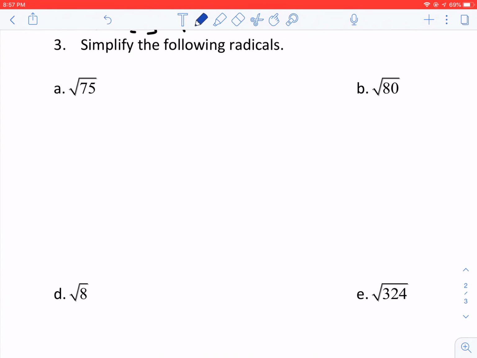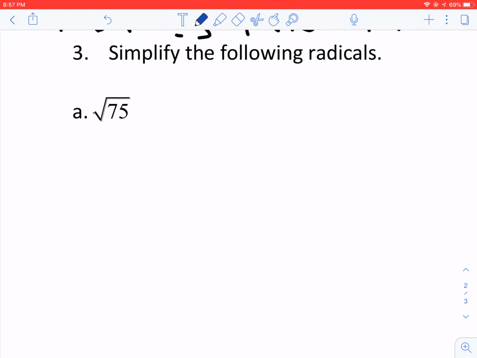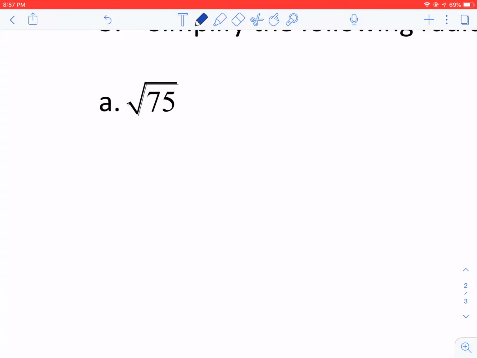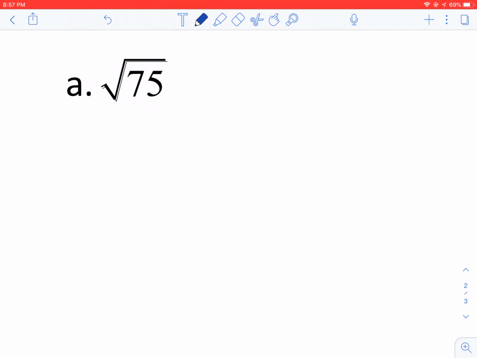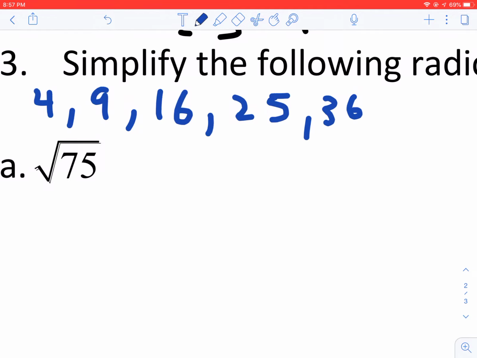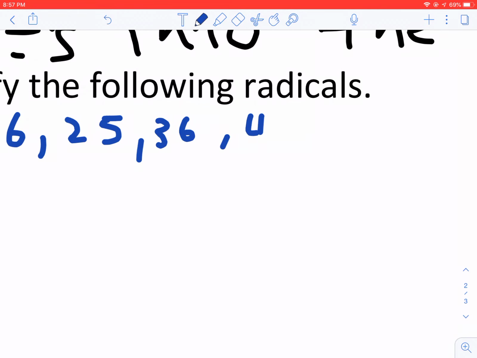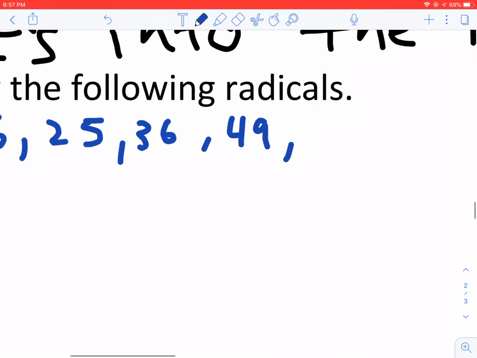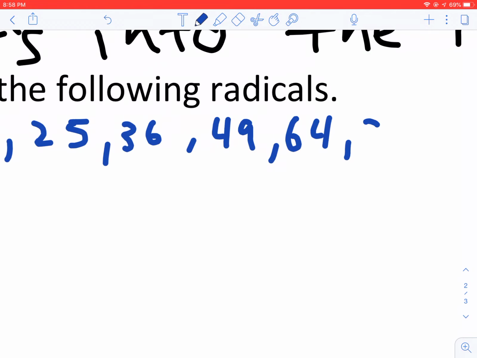Let's do letter A. So square root of 75. We're looking for the largest perfect square that divides into 75. If you're not sure, that's why we listed out the first 12. So using a calculator could help if you're not sure what divides into 75. I mean, 75 is a pretty easy one though, so I'm sure you know it's 25 times 3.